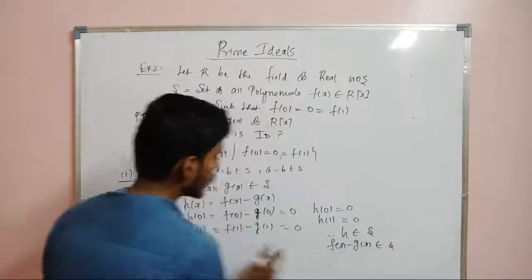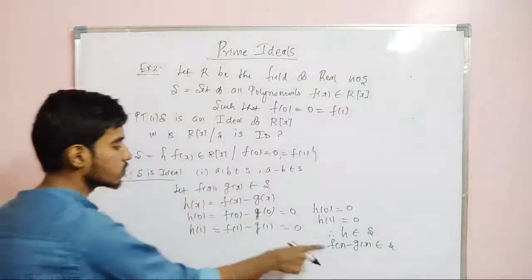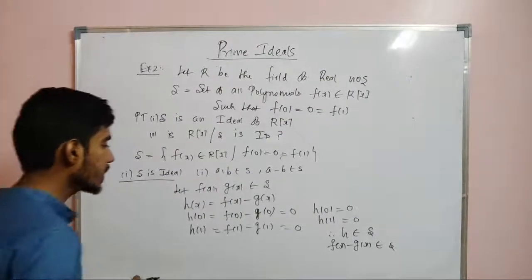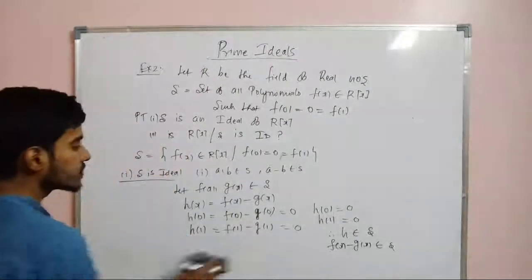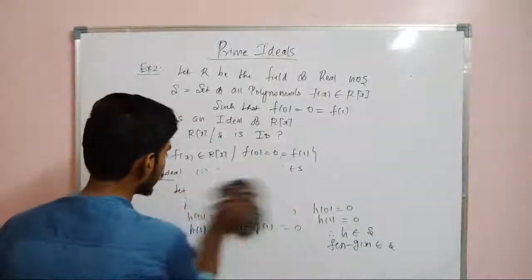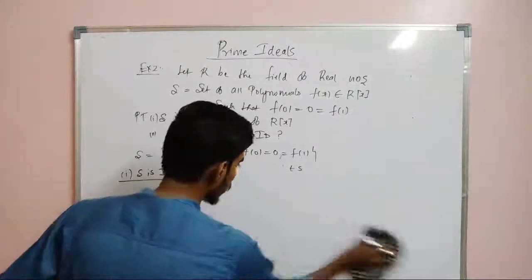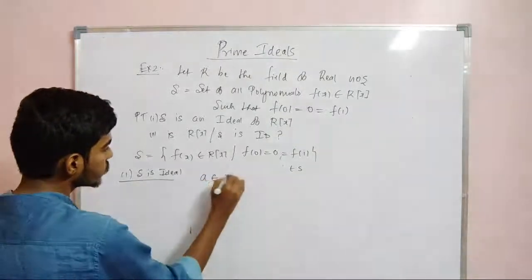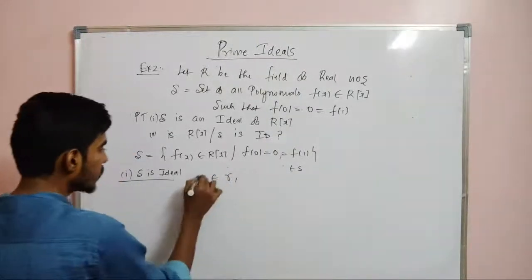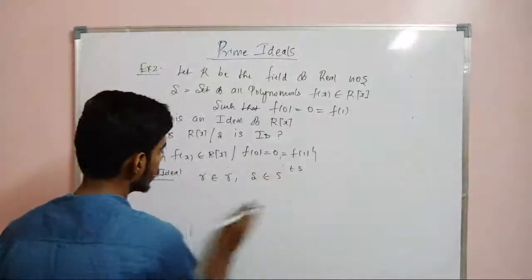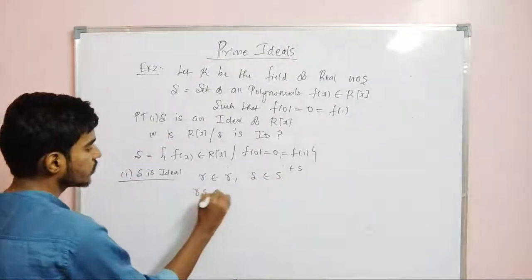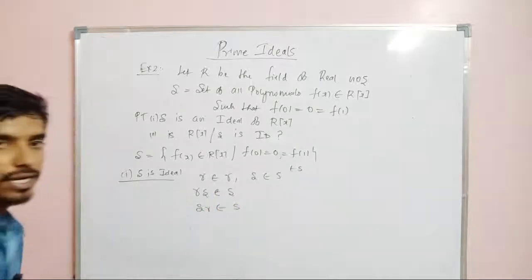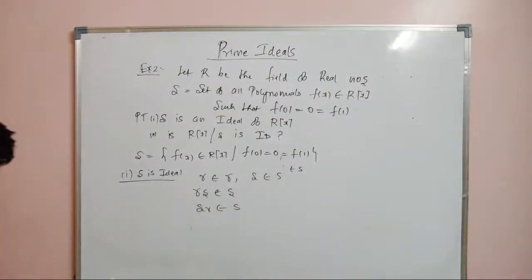So I have taken two elements in S and proved that the difference of the elements is also in S. Therefore this is the first condition for ideal, that is, it is a subgroup. So we have proved the first condition. Now we need to prove the second condition. If r belongs to R and s belongs to S, we need to show rs belongs to S and sr also belongs to S. This is the condition for left ideal and this is the condition for right ideal.